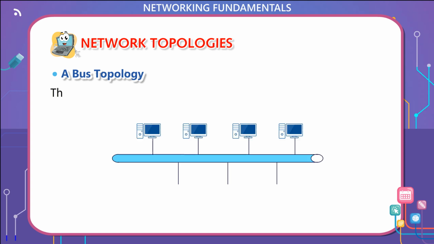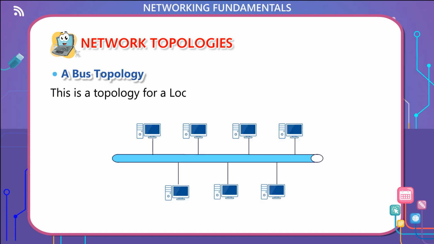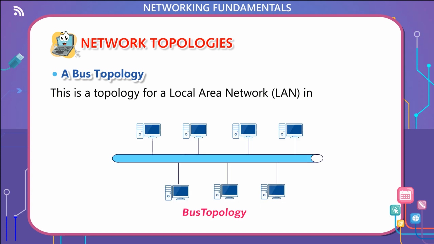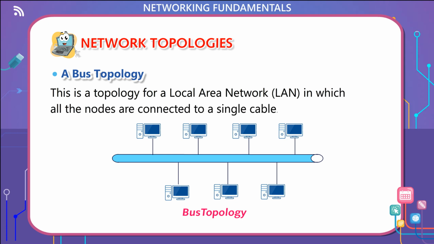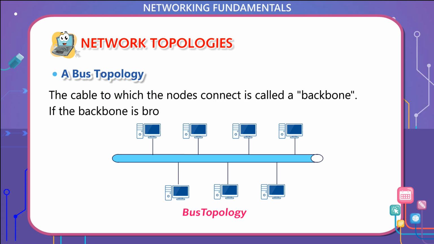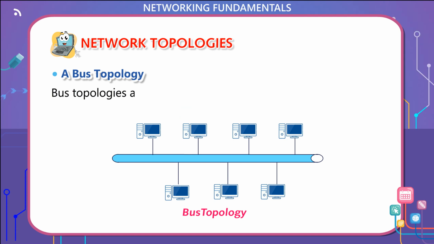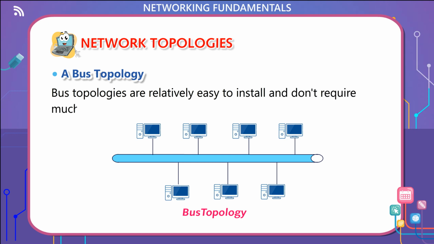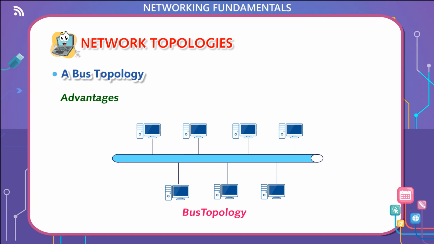Bus topology. This is a topology for a local area network, LAN, in which all the nodes are connected to a single cable. The cable to which the nodes connect is called a backbone. If the backbone is broken, the entire segment fails. Bus topologies are relatively easy to install and don't require much cabling compared to the alternatives.